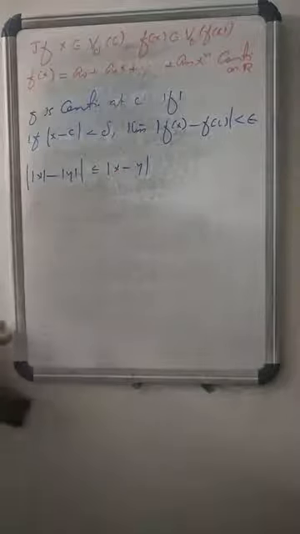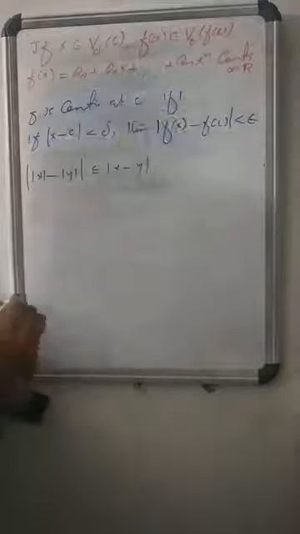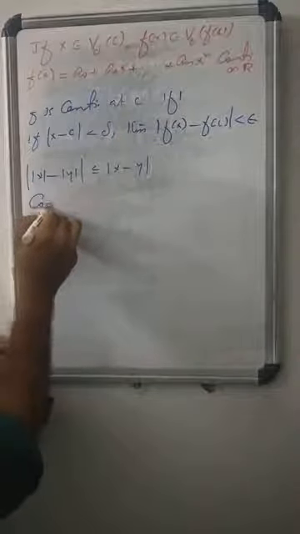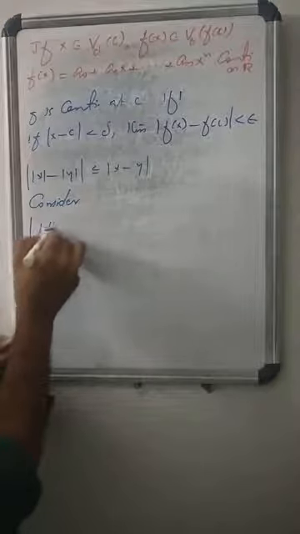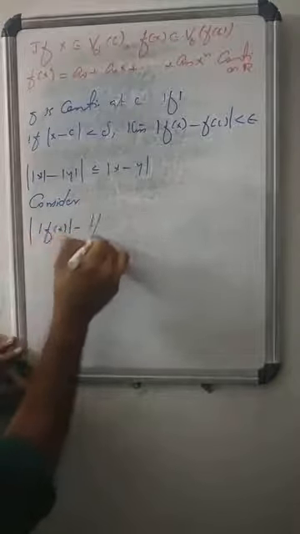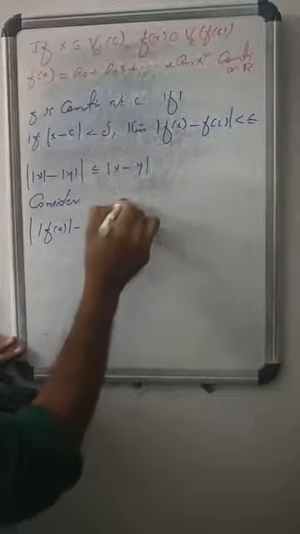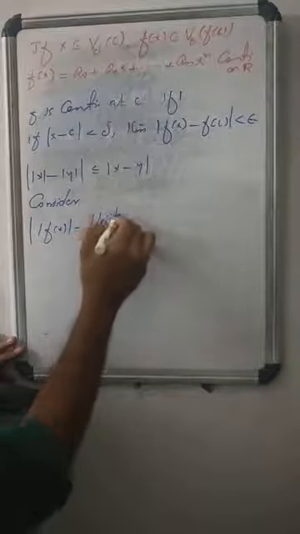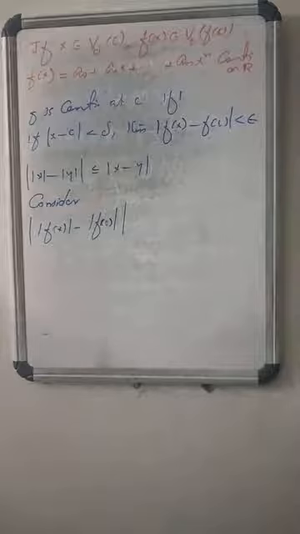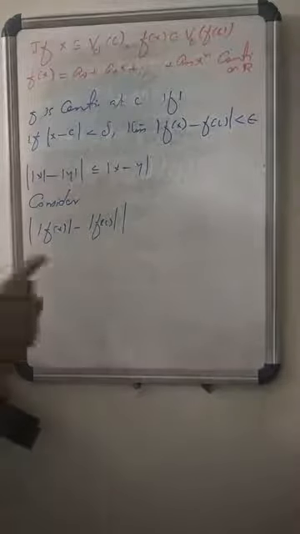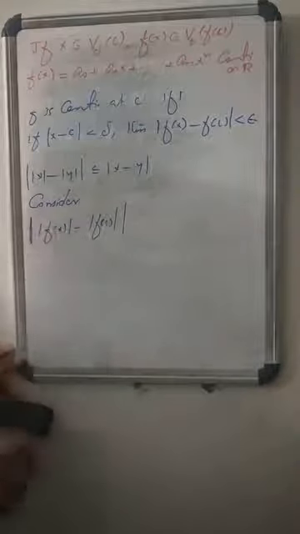Okay. So to show |f| is continuous at c, consider |  |f(x)| − |f(c)|  |. Listen, to show |f| is continuous at c, it is enough to show that ||f(x)| − |f(c)|| is strictly less than some epsilon.